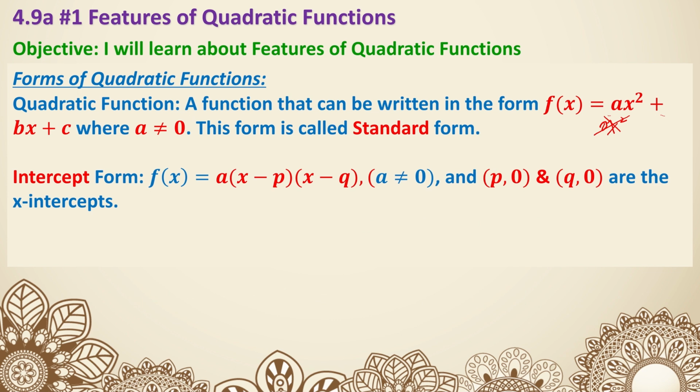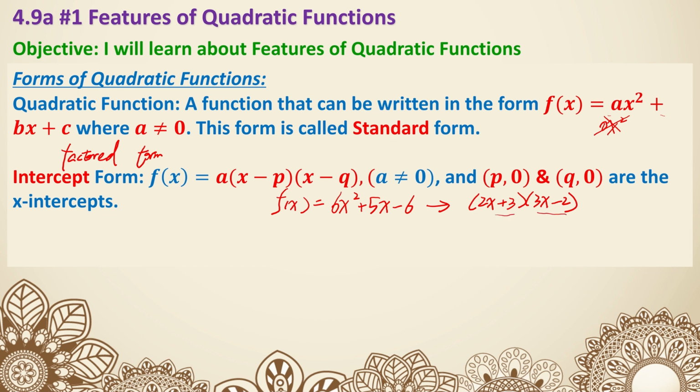The p and q are both going to be part of the x-intercepts. Now, some books will call this the factored form. I personally prefer to call it intercept form because even though it looks like it's just factored, it's a bit more than that. Let's say we have 6x² + 5x − 6 as our function. And you can factor it to be (2x + 3)(3x − 2). But the issue is, they don't exactly give us the x-intercepts.